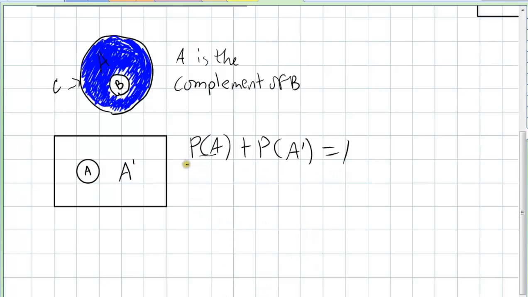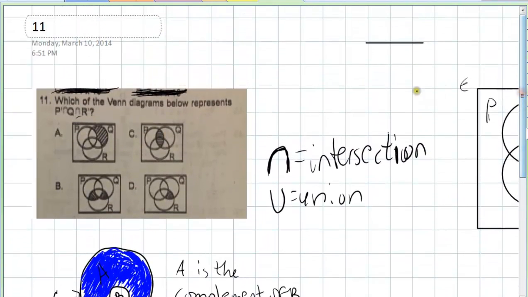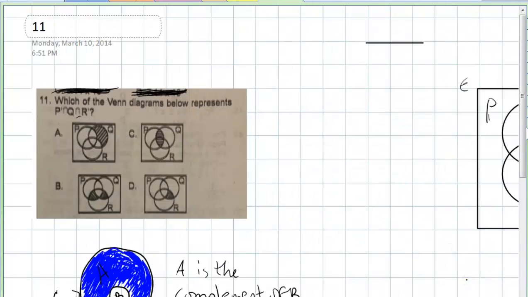And so here we go. This is one piece, and this will be its complement. So when you see A and A prime, you know that we're just talking about one piece and its complement, okay? Now we've pretty much got all the building blocks that we need to answer the question.